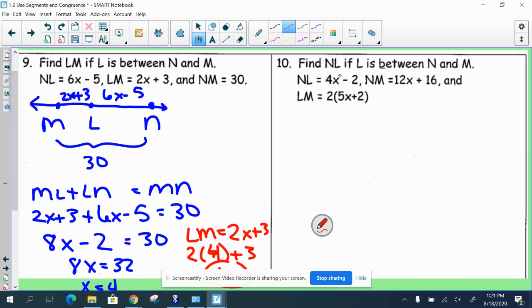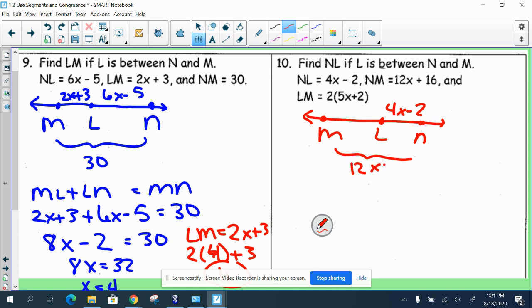And then this one here. Find NL if L is between N and M. Okay, so kind of similar. So same picture, right? We have M, L between them, and N. And then we're just trying to find LN. Okay, so kind of similar setup. NL is 4x minus 2. NM, the whole thing, is 12x plus 16. And LM is 2 times 5x plus 2.